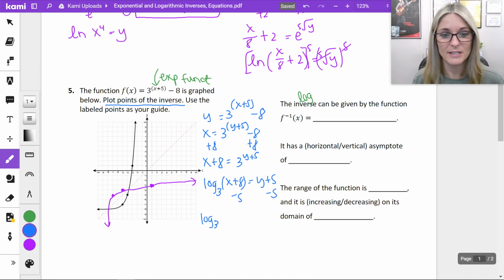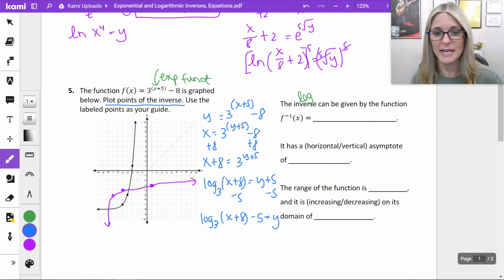Log base 3 of x plus 8, minus 5. Notice I use those parentheses to help illustrate what is part of the logarithm, and then the subtraction at the end of minus 5 equals y. So there's my inverse. I'm going to put it in our blank over here, log base 3 of x plus 8 minus 5.